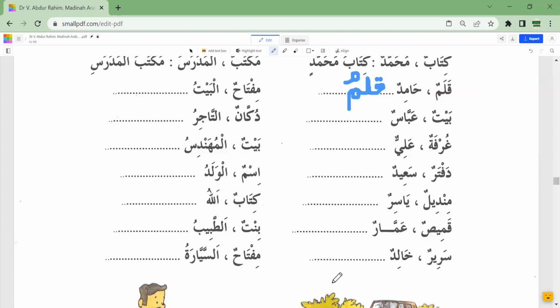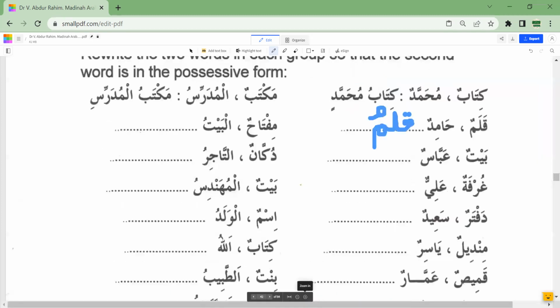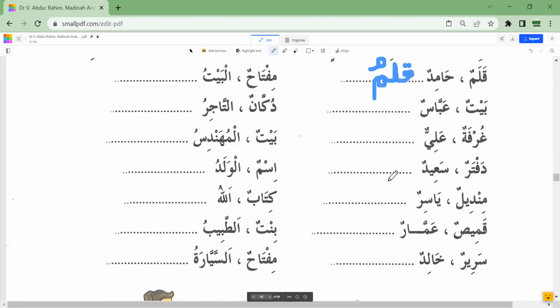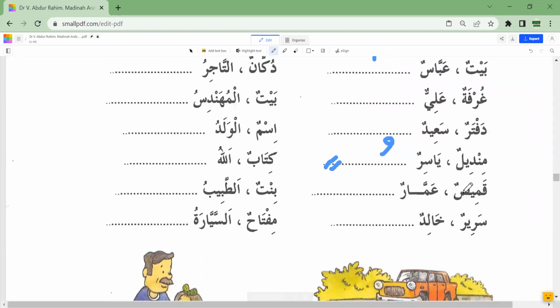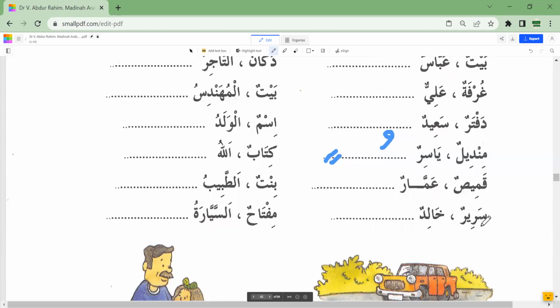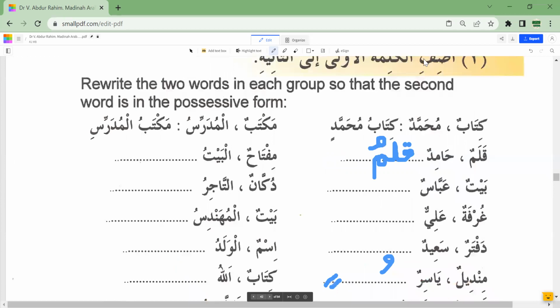Next. Mindilu Yasirin. Yes, Mindilu, and then second word will be kasratain. Mindilu Yasirin, right? Qamisu Ammarin. Right. Qamisu Ammarin. Ammar's shirt. Sariru Khalidin, right? Khalid's bed. And this is the same one, except the mudaf ilay is now ma'rifa. It has alif lam, but it will be the same still.